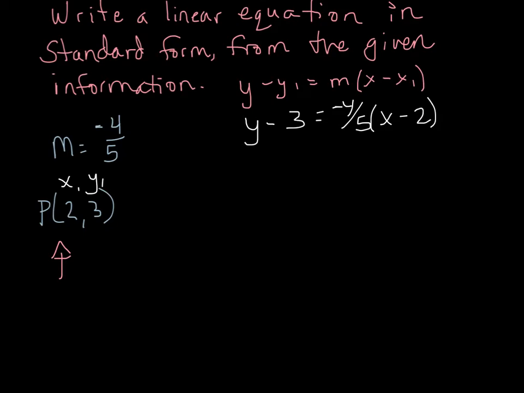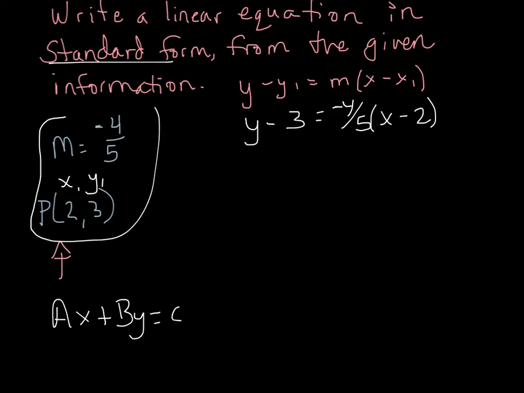But remember, it's asking us to go into standard form. So eventually, we're going to need to go into ax plus by equals c. But first, we might want to kind of clear up this equation. And again, the only reason I went into point slope form is because this information that was given made it really easy for me to go into that form. So this is kind of a 2-step process. The first thing you do is you choose the form that you think is easiest to plug the given information into, and then you go about converting if that's not the one you want.